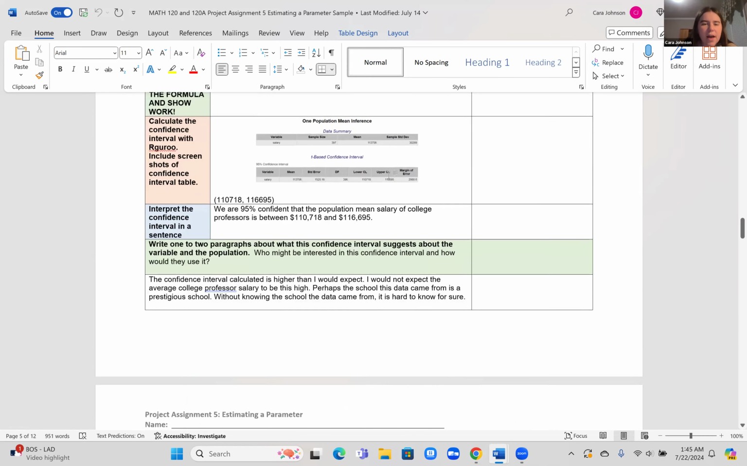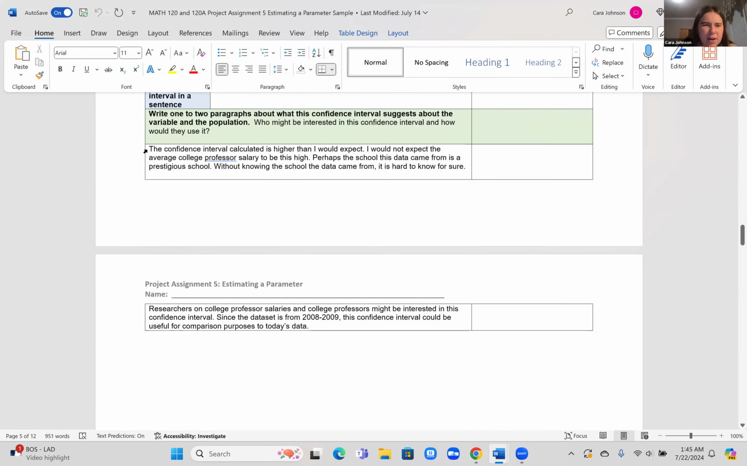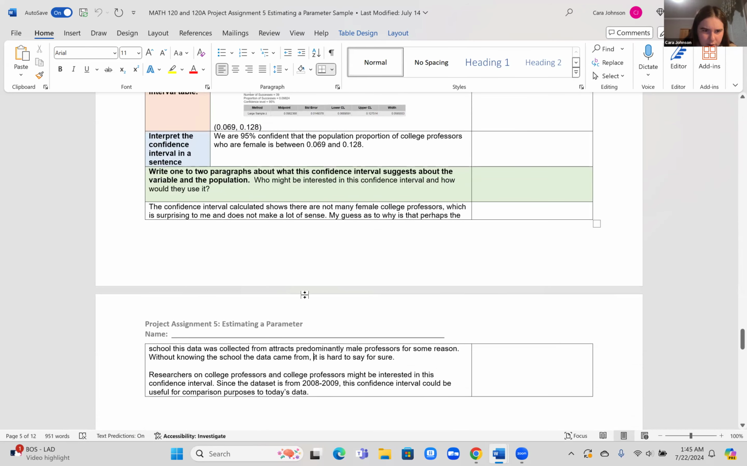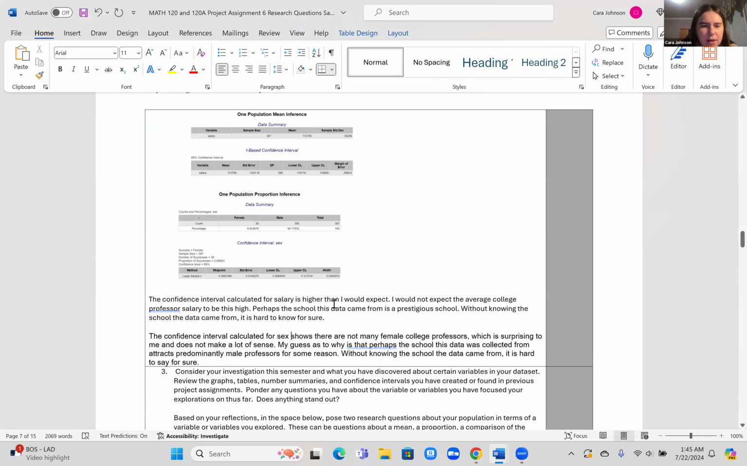And then along with that, I also included the paragraphs I had here. I included this paragraph here. I didn't include the part about who it might be interesting to. That's not really important to include. And then I also included the one for proportion where I was talking about it. And that's basically what I did. You'll only have one confidence interval, but other than that, it should be the same idea as what I have here. You can use what I have as a sample.